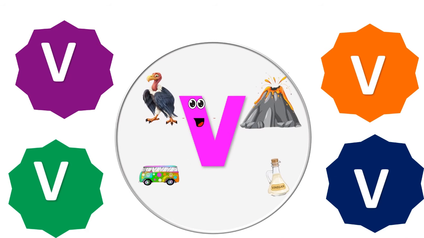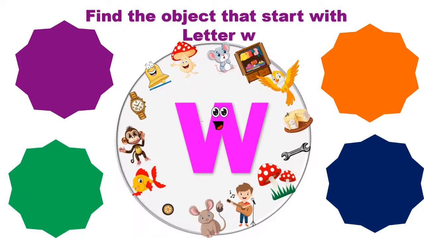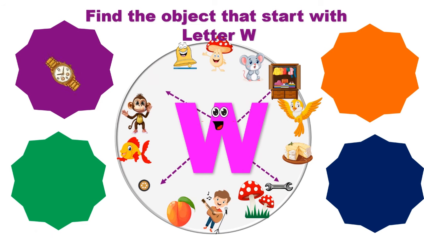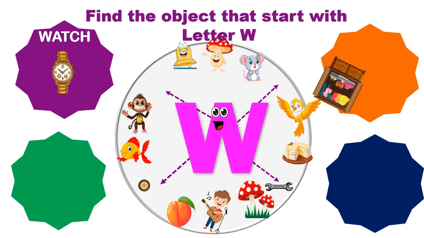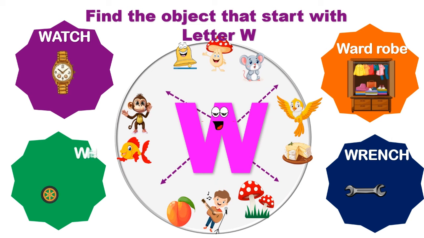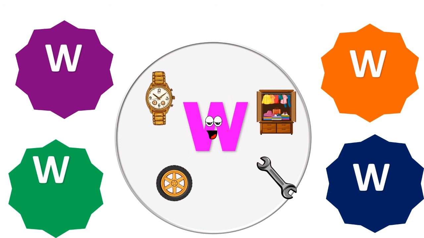W. Find the object that starts with the letter W. Watch. Wardrobe. Wrench. Wheel. W. Watch. Wardrobe. Wrench. Wheel.